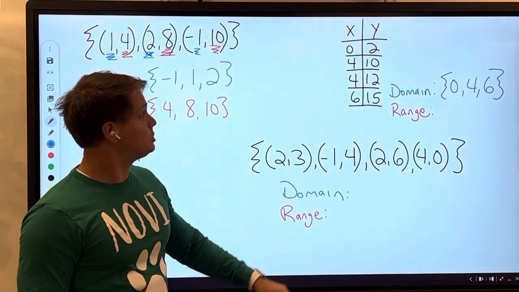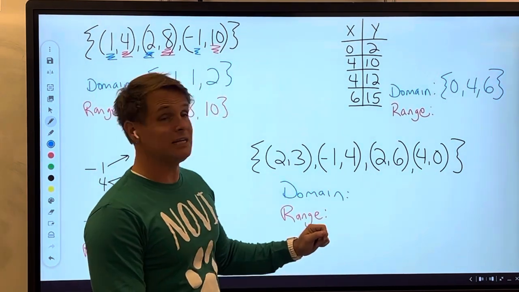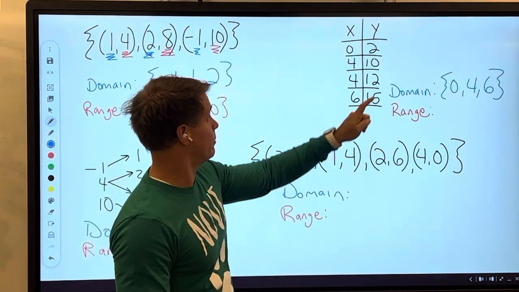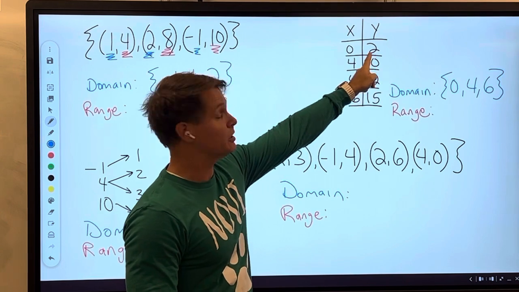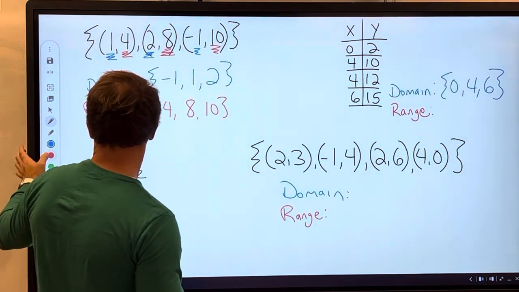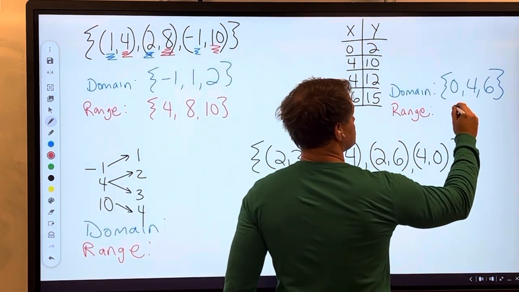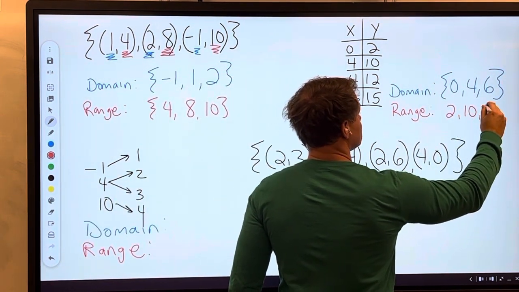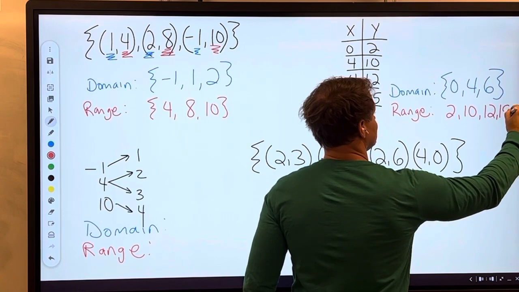Now the range is also in ascending order, but there's 4 different numbers. 2, 10, 12, and 15. So 2, 10, 12, 15.